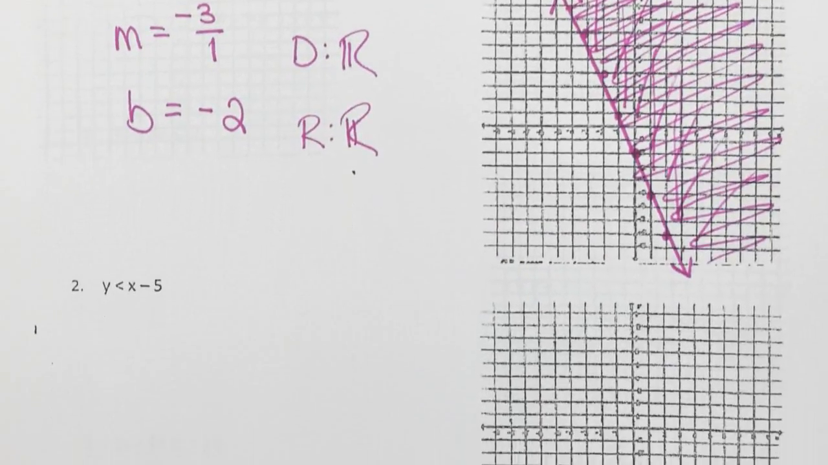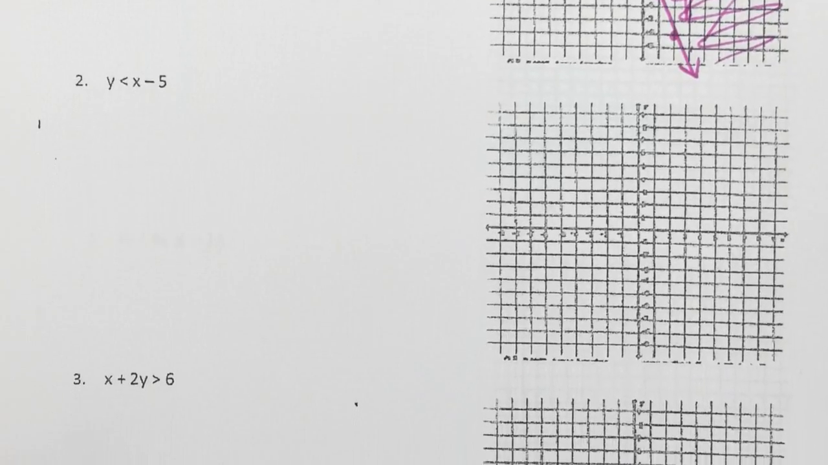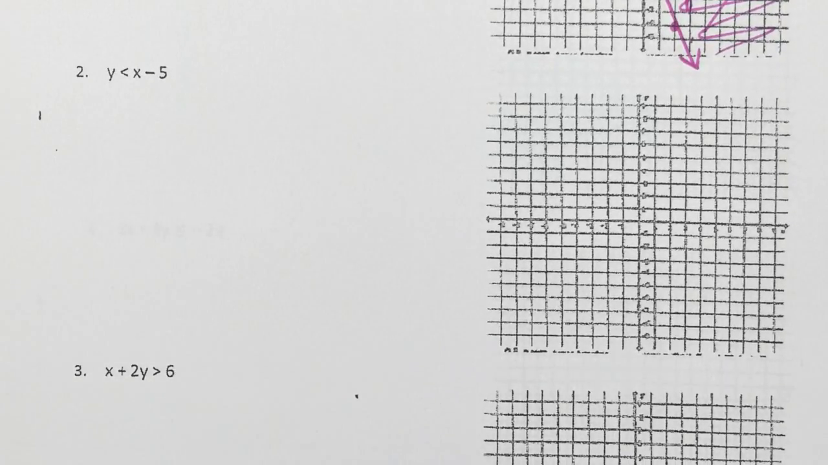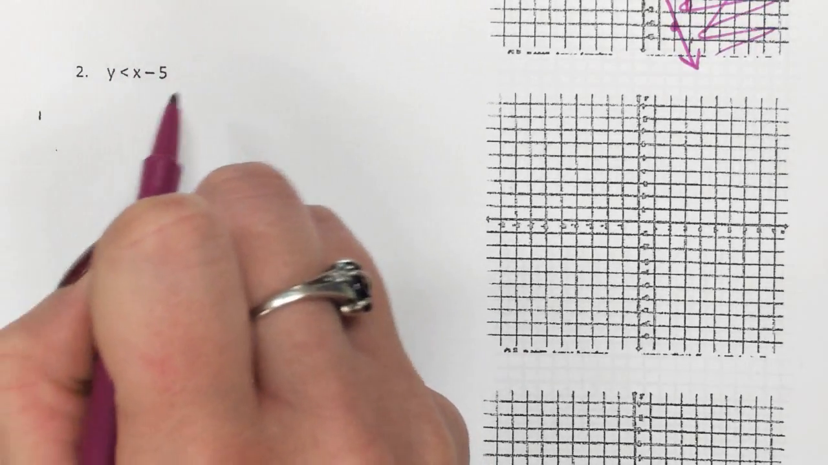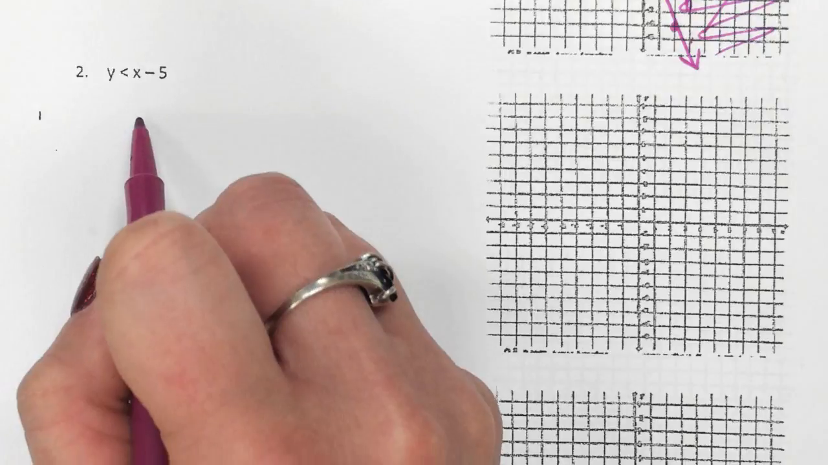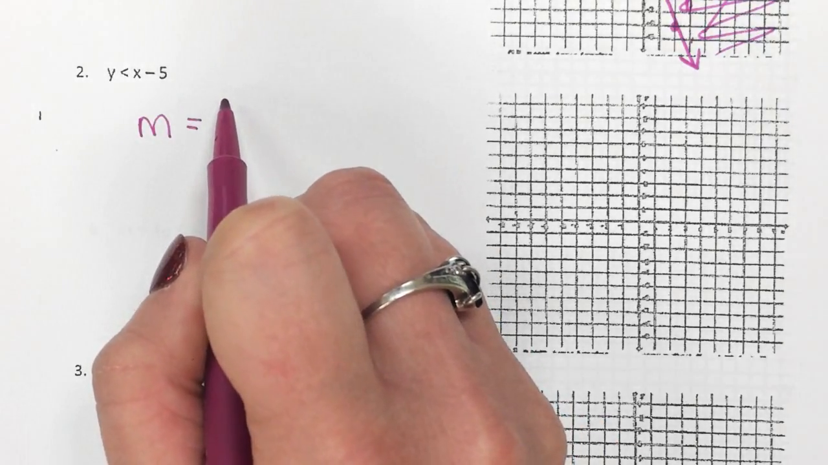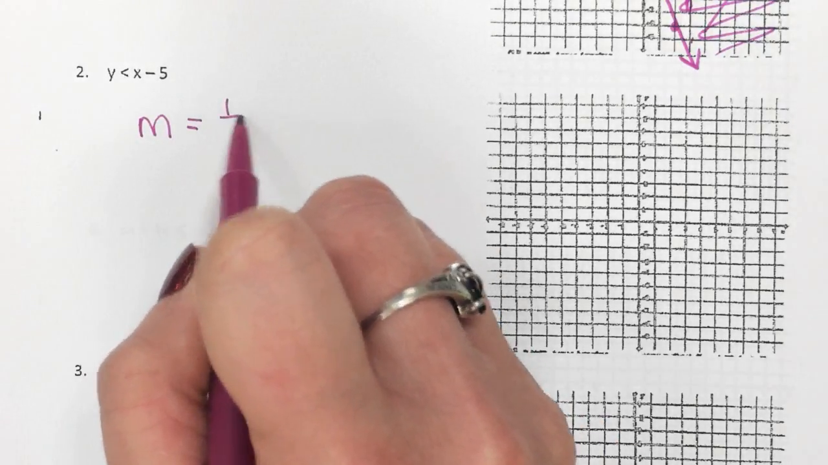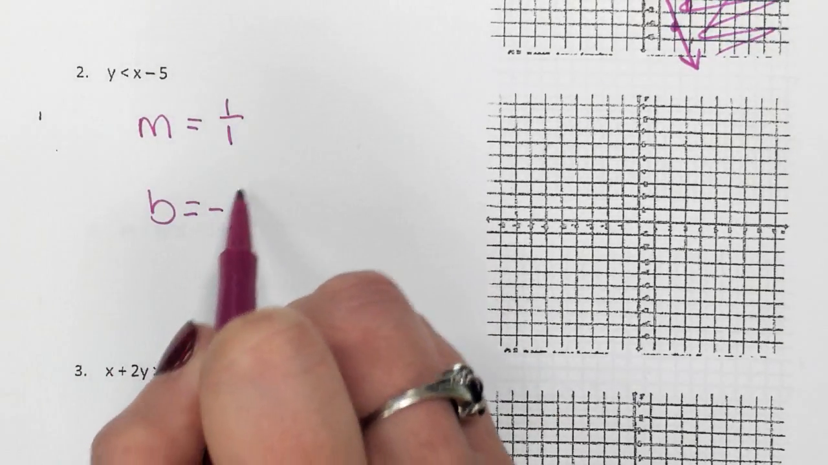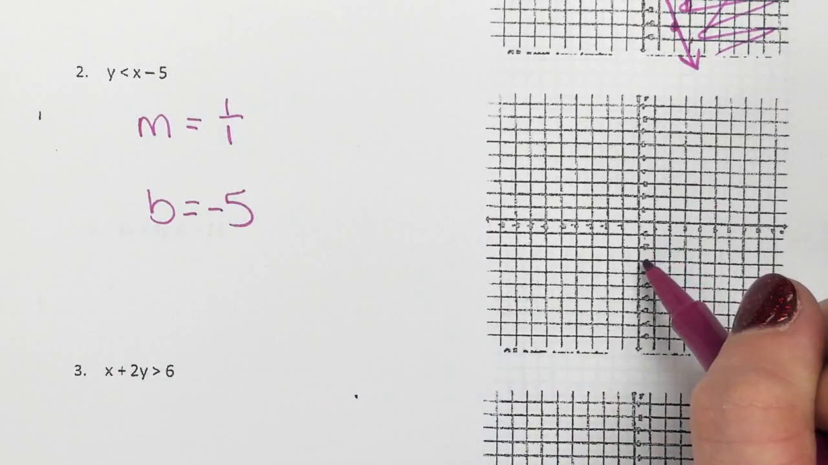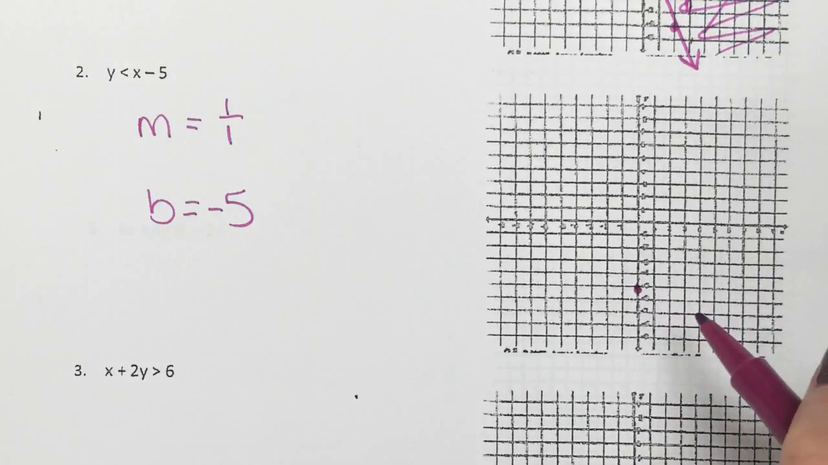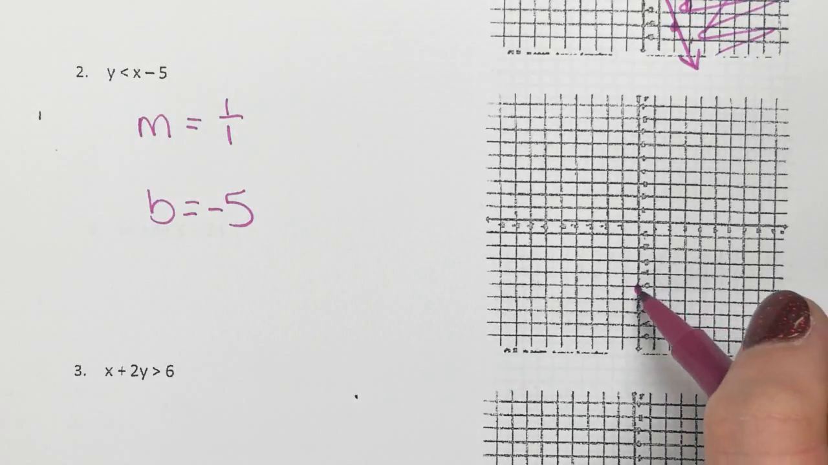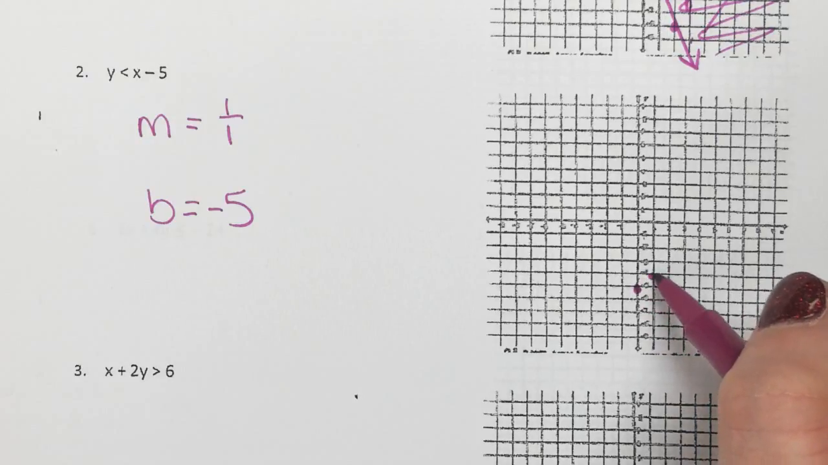All right, let's look at number 2. Does it have any kind of stipulations, like x less than 2 or in between -2 and +2? Does it have anything like that? No. So this is how we know this is not piecewise. This is a regular graph. So what's your slope? 1/1. And what's your y-intercept? -5. There you go. So we're going to go to the y-axis at -5, and then we're going to go up 1 and right 1.